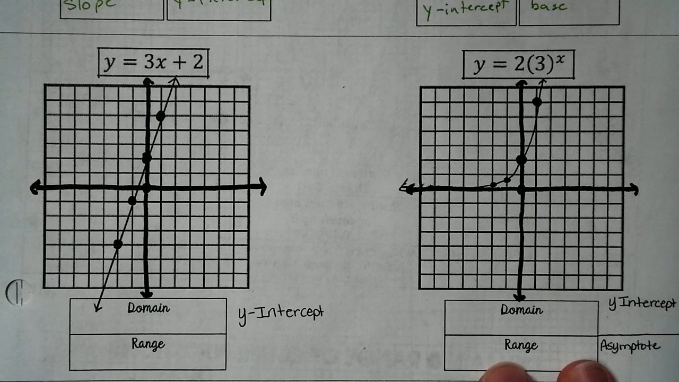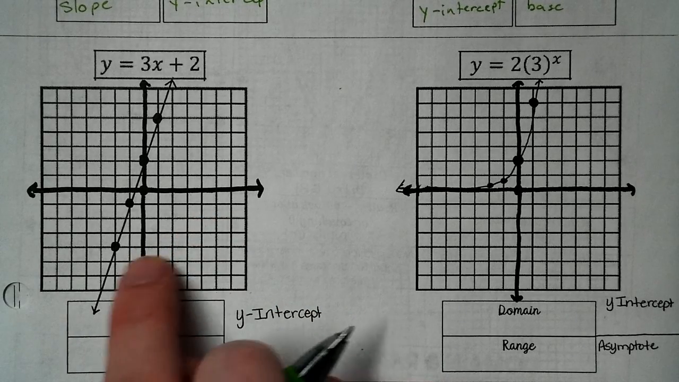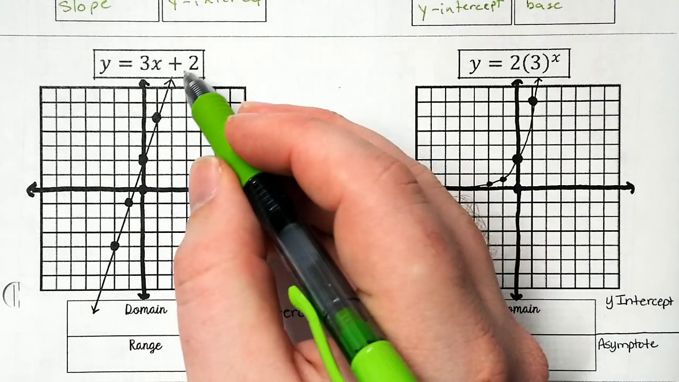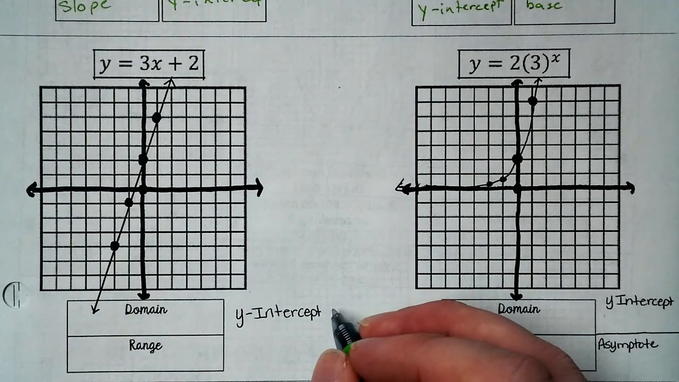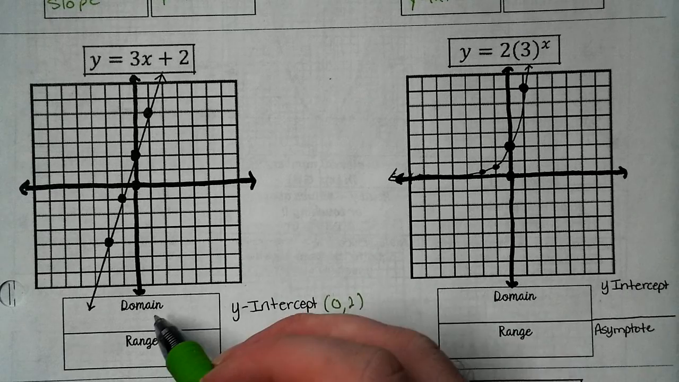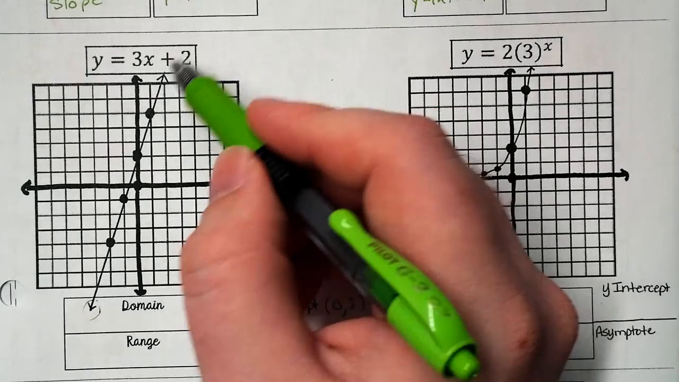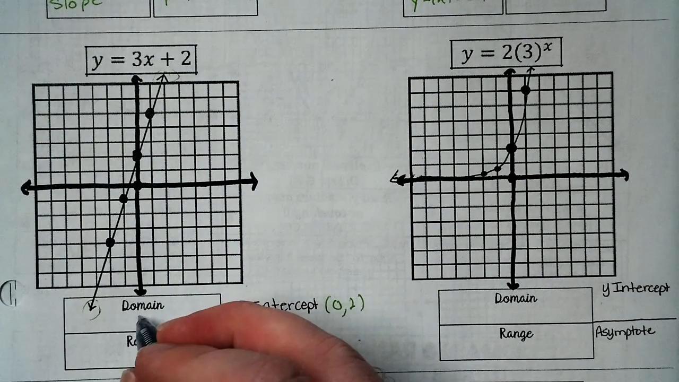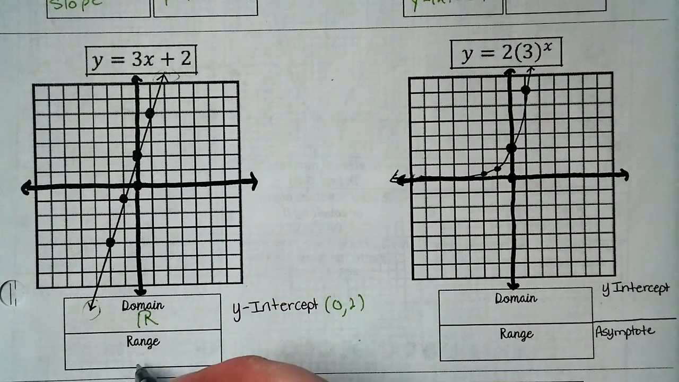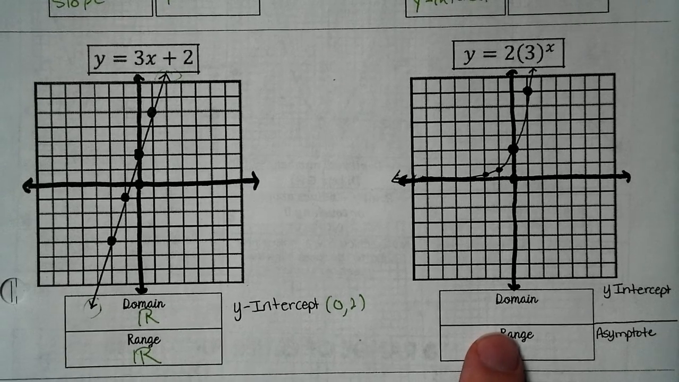So let's look at the linear one first because we should be familiar with it. We've got 3x plus 2. First, we need to get our y-intercept. Well, it's this plus or minus number right there. Y-intercept's at (0, 2). And then our domain goes to the left forever, to the right forever, so that's all real numbers. Our range goes down forever, goes up forever, so that is also all real numbers.